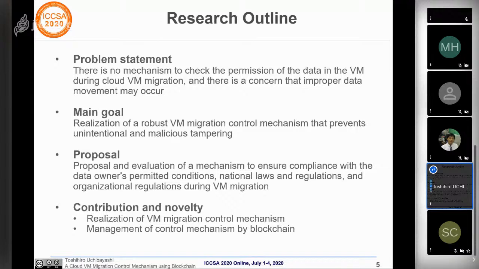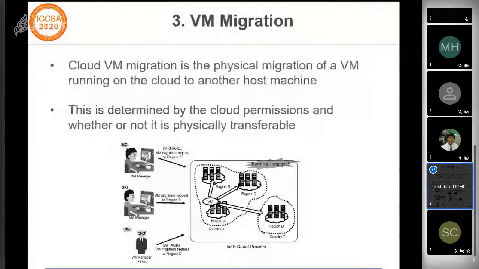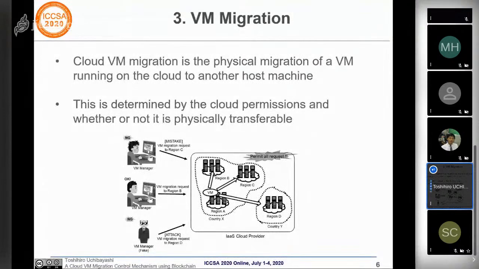Our contribution and novelty: realization of a VM migration control mechanism and management of the control mechanism by blockchain. Next, cloud VM migration is the physical migration of a VM running on the cloud to another host machine. This is determined by the cloud permissions and whether or not it is physically transferable.